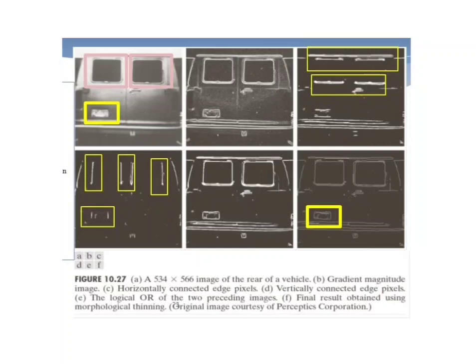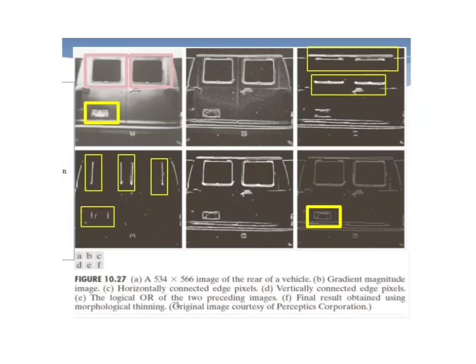Figures C and D show the results of step 3 and step 4 of the algorithm, obtained by letting Tm equal 30% of the maximum gradient value, A equal to 90 degrees, Ta equal to 45 degrees, and filling all gaps of 25 or fewer pixels. Use of a large range of allowable angle directions was required to detect the rounded corners of the license plate enclosures as well as the rear windows of the vehicle.